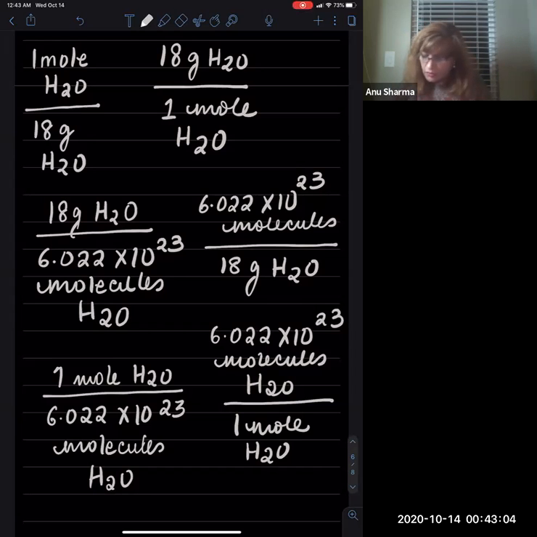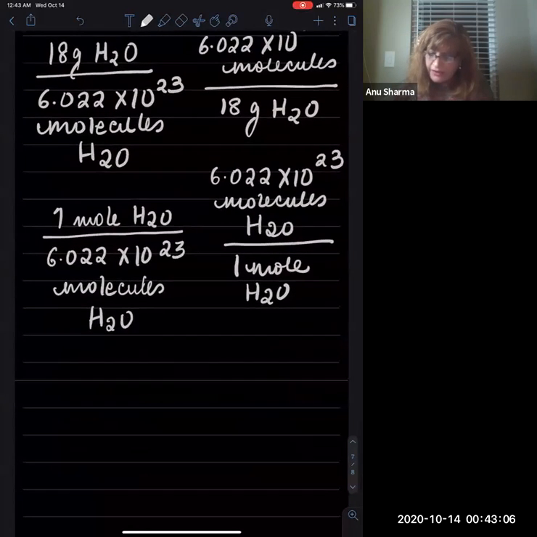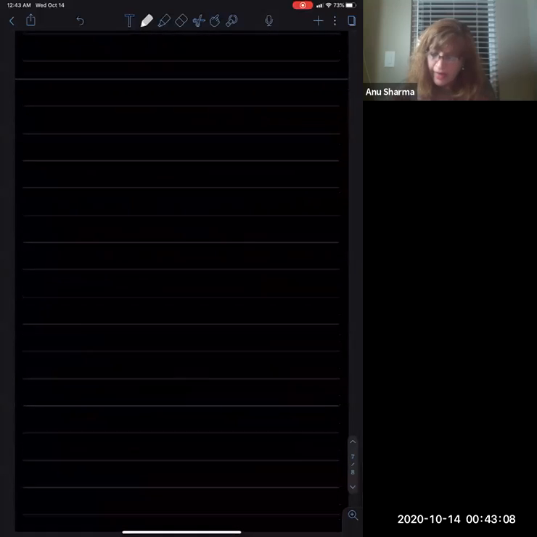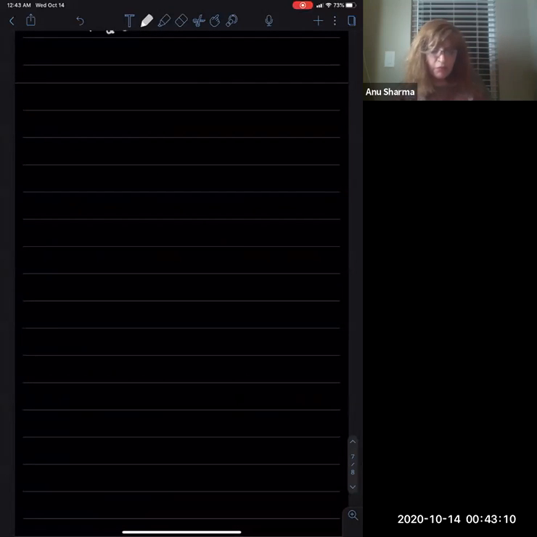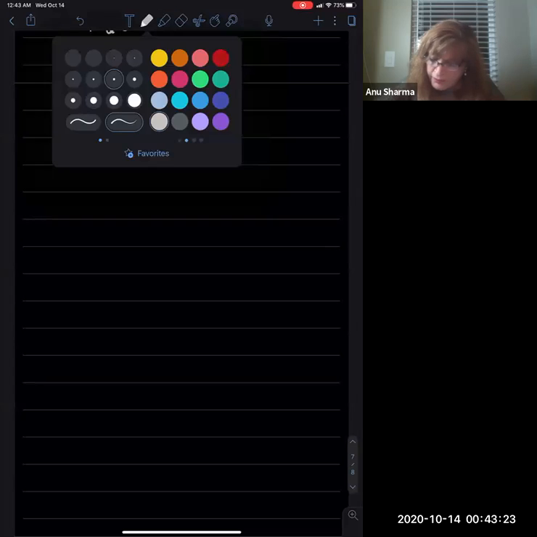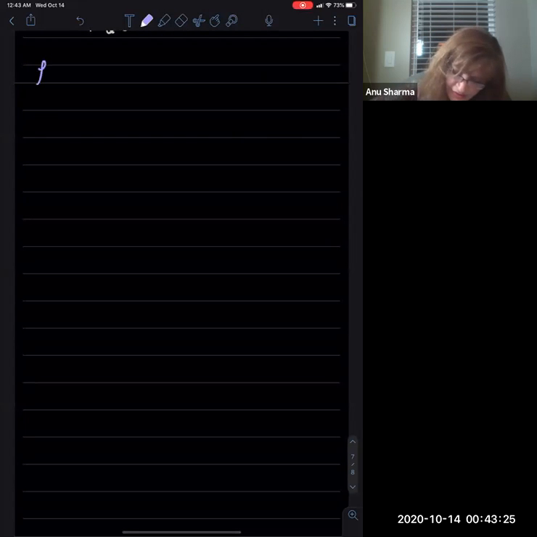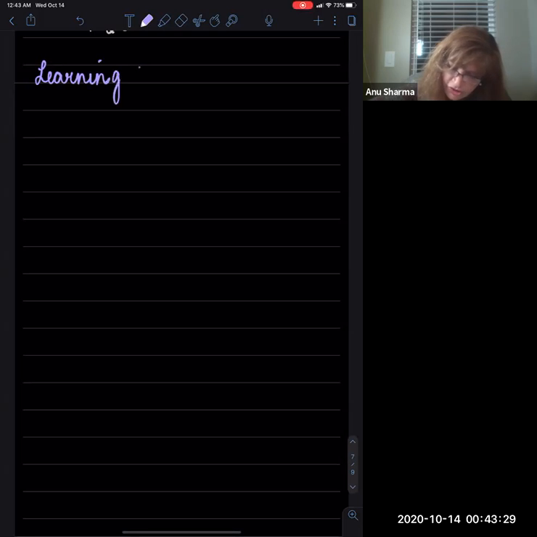Okay, so we looked at the information regarding the fluorine atoms, we looked at the information regarding the molecules, and now let us look at this one example. This is an example from a learning check problem, and let's write this down. This is the learning check.